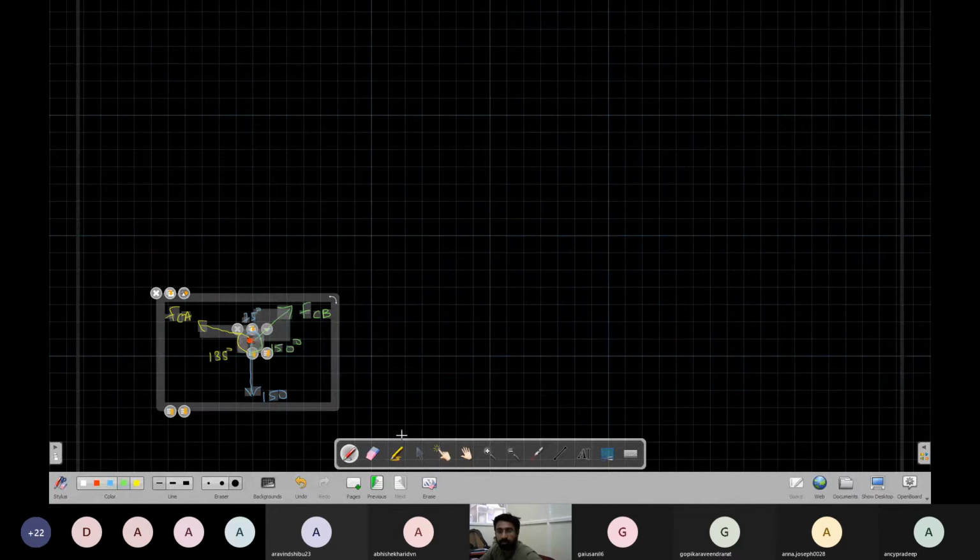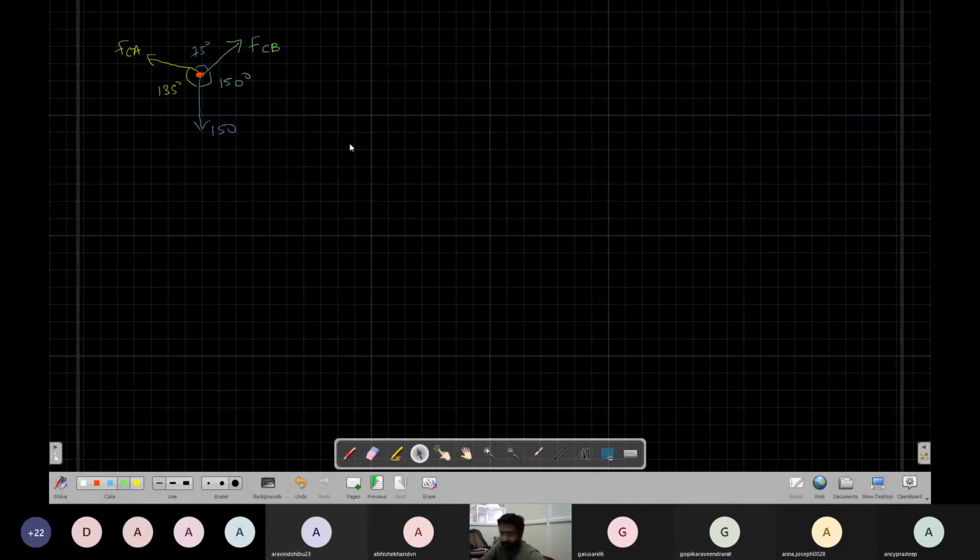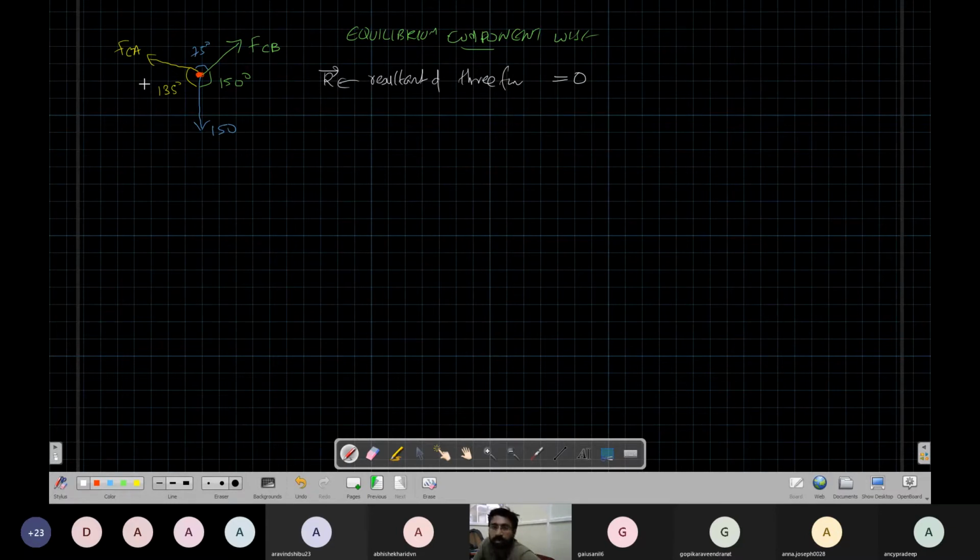So I told you, we have solved using Lami's theorem. Now we can use basic equilibrium of components, equilibrium component wise. Okay. So all these three forces will have a resultant R. Resultant of three forces. As it is in equilibrium, R will be equal to 0. Okay, this is equilibrium, resultant is 0.